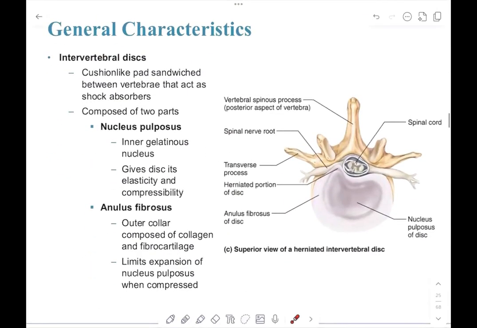So let's look at the general characteristics of a vertebra. There are these cushion-like pads that are sandwiched between the vertebrae that again act as shock absorbers. So again, they are fibrocartilage. They have two main parts to them. They have the inside, which is called the nucleus pulposus, and that gives the elasticity and compressibility to a disc, but it's surrounded by what's called the annulus fibrosus. The annulus fibrosus is an outer collar composed of collagen and fibrocartilage.